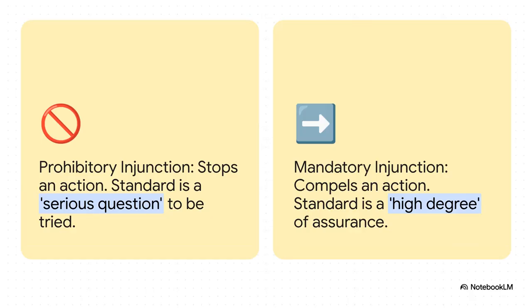And here's a really crucial distinction. For a prohibitory injunction, that's one that stops someone from doing something, you use that standard serious question test. But if you want a mandatory injunction, one that forces someone to do something, well, the court needs what it calls a high degree of assurance that the order is the right call. That is a much, much higher bar to clear.